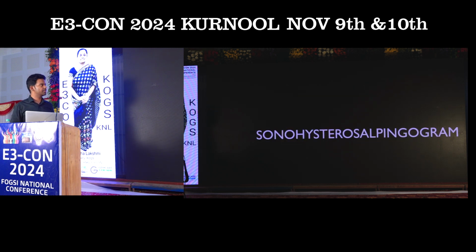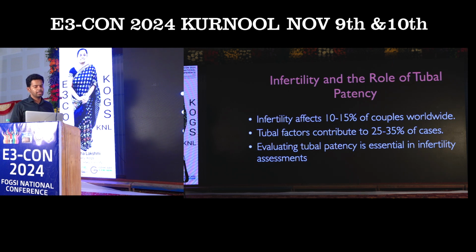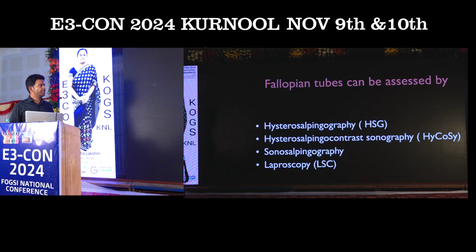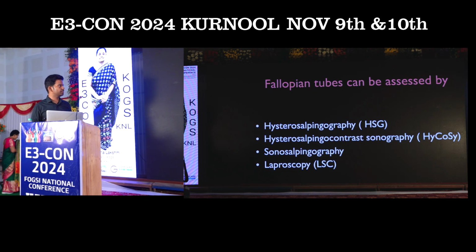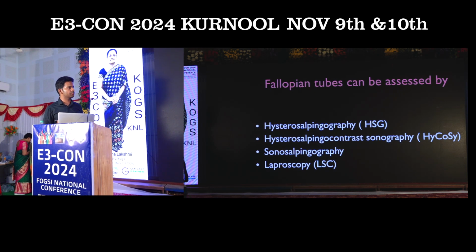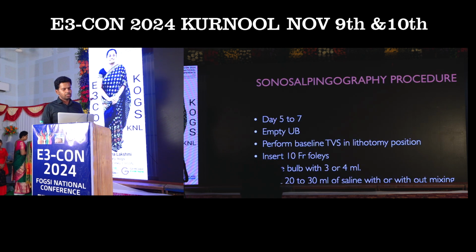So coming on to sonohysterosalpingogram, where we image the tubes rather than the uterine cavity. This is mainly to evaluate the tubal cause of infertility. Basically it is of 3 types, where we can use contrast or plain saline. As with sonohysterogram, the baseline steps for sonosalpingogram are the same.